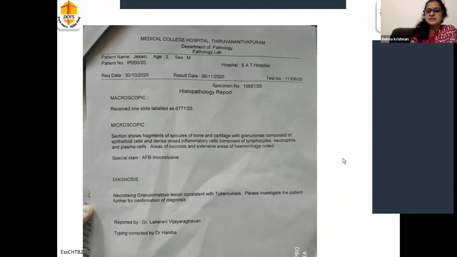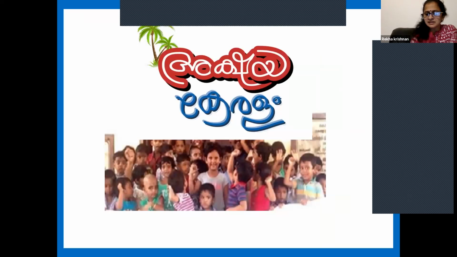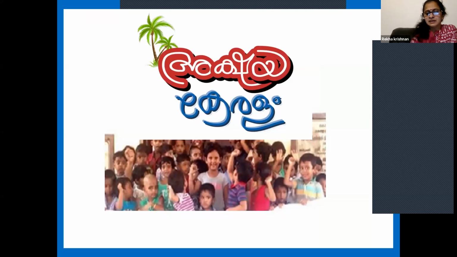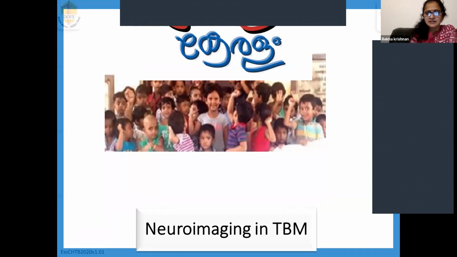So in such situations, do a thorough search for joint swellings or limping. In the early stages there is a chance of missing it. There is no need to investigate all patients for all types of tuberculosis. That is today's highlight, the main point. So that is all. Thank you for your patient listening.